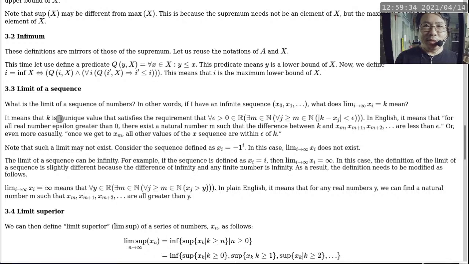So what that means is k is a unique value that satisfies the requirement of this thing here. Now we look at this and think, okay, that looks kind of difficult to understand, right? Remember what I said: when we see something like this, we break it up into smaller chunks, try to understand each smaller chunk, and then put the whole thing back together. So let's go ahead and start. Basically this says for every epsilon that is a real number greater than 0, the following has to be true.